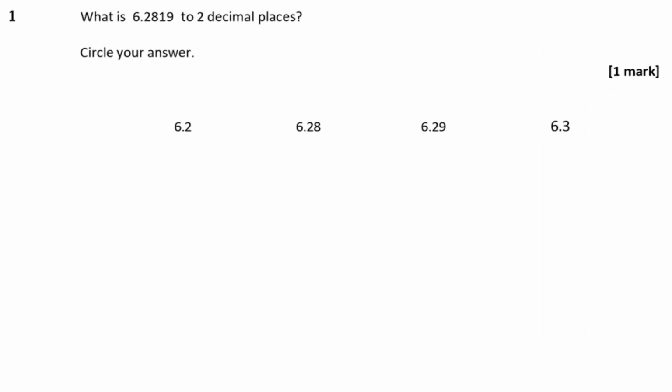What is 6.2819 to 2 decimal places? Circle your answer. Okay. So I've got 6.2819, then the first decimal place is the first digit after the decimal point, isn't it? So there's the decimal point, and the 2 is the first digit that follows it. The 8 is the next one, so that's the second decimal place. So if we want to round this to 2 decimal places, then we need to round it off after that 8.